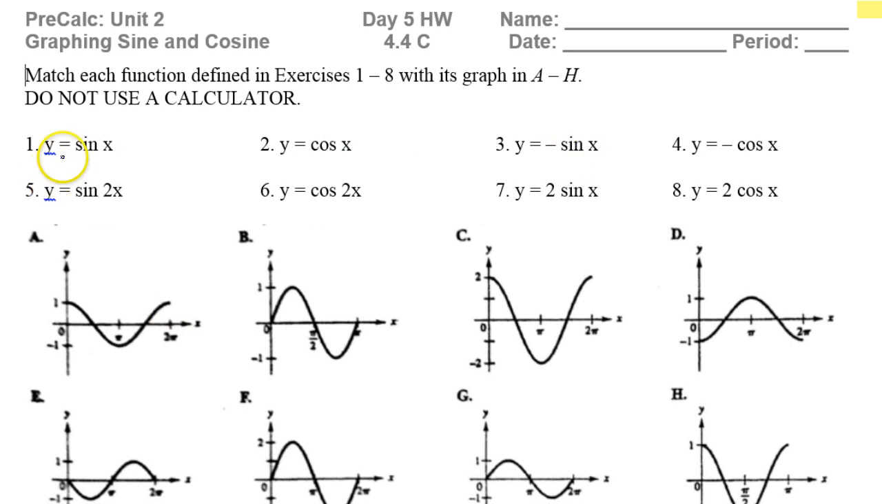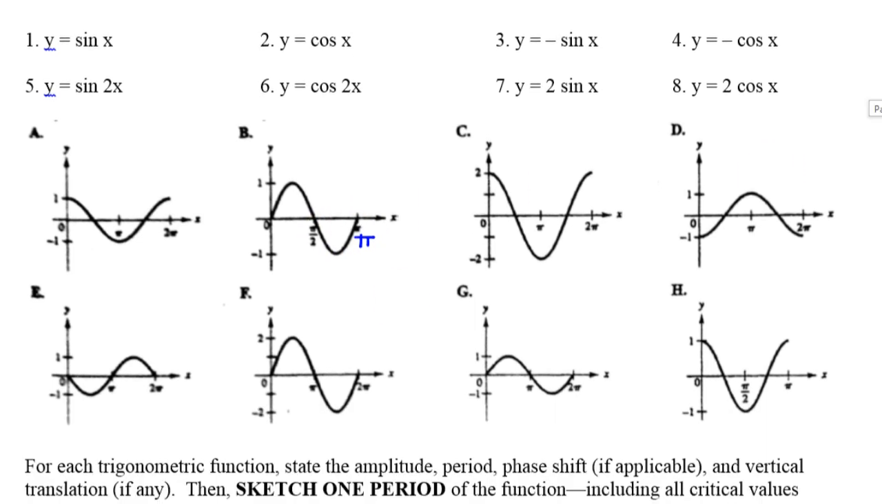So the first part of this exercise is we need to do matching between the graphs and these functions. So problem number 1 is just the parent function of the sine function. So we saw that the sine function starts at 0 and it goes up and down. So it kind of looks like this. The only difference is if you look really closely, here it looks like the period is pi when it should be 2 pi. So I have to keep looking.